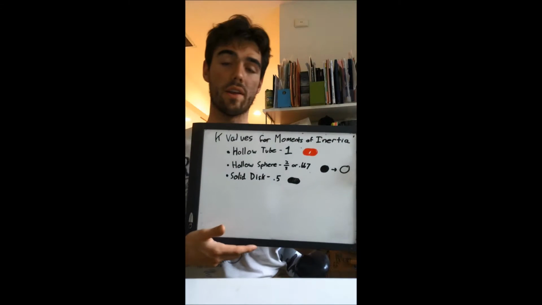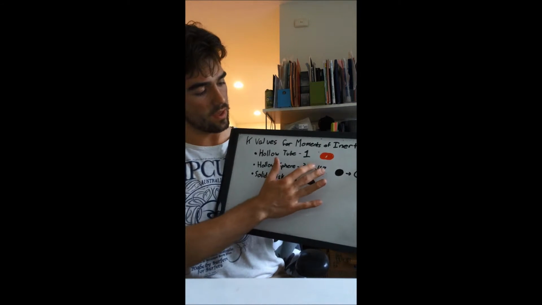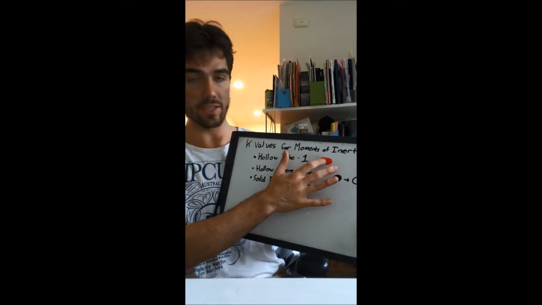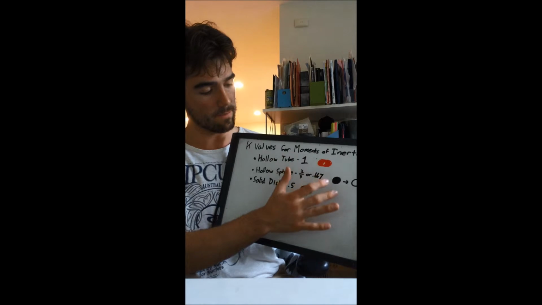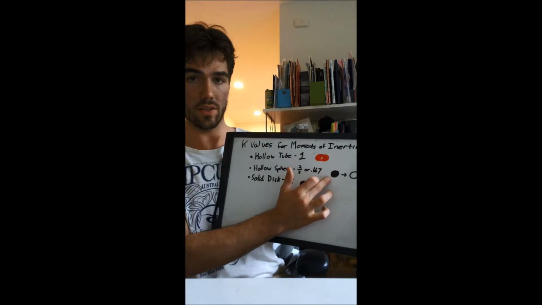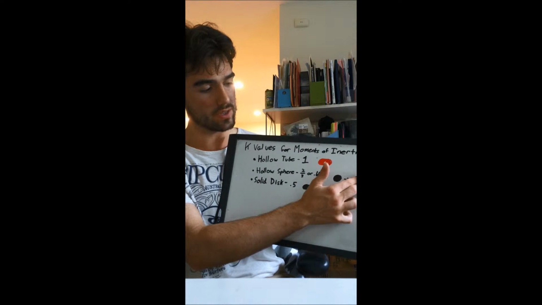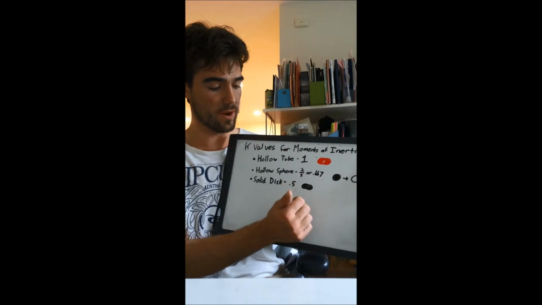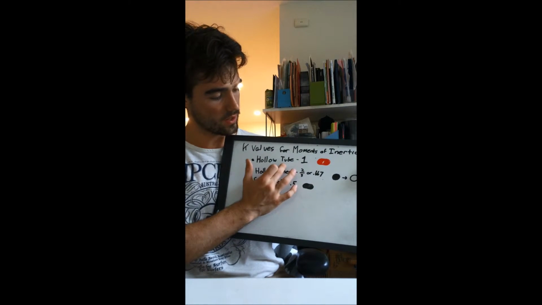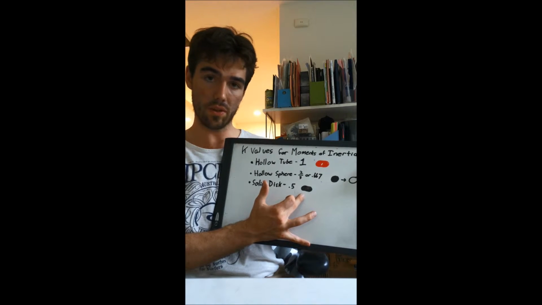I provided visuals of the objects here. The hollow tube is different from a solid disk in that there is a space in between both sides of the object. A hollow sphere might look solid on the outside, but if cut in half, you would notice that there is a space on the inside of the sphere. A solid disk is different from a hollow tube in that the solid disk is solid throughout the object, with no space inside.